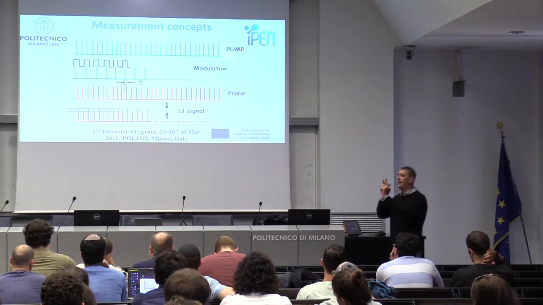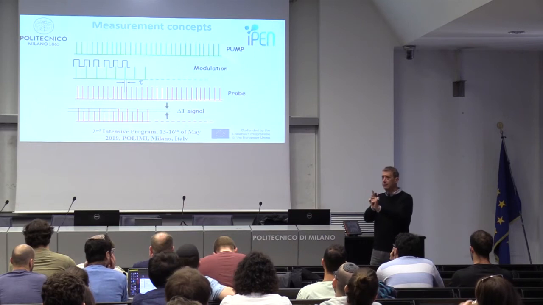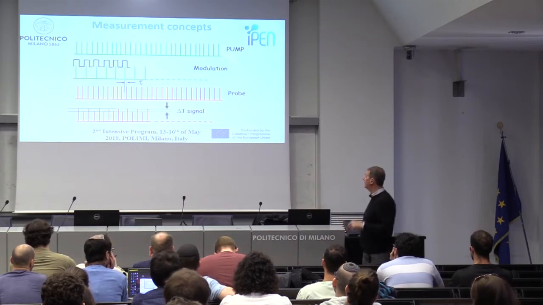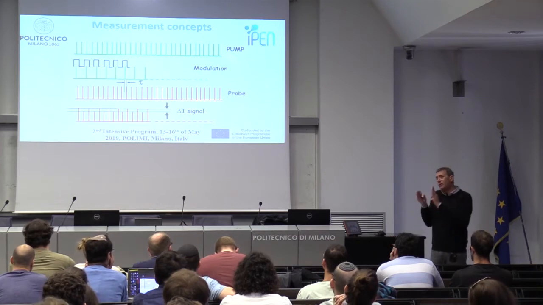So you fix this delay and you repeat this experiment many times. The pump comes and then the probe, pump, probe, many times. And that gives you an average, which is what you are measuring. Then you change the delay.